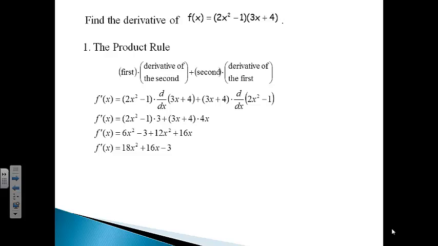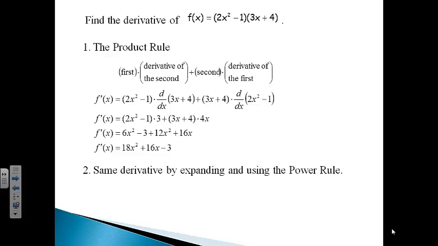Now some of you may be saying, couldn't we just multiply that first and use the power rule? And yes, in this case you could simply FOIL that top term out and then use the power rule. So for example, 2x squared minus 1 times 3x plus 4, if you FOIL that out, you get 6x cubed plus 8x squared minus 3x minus 4, and then you can take the derivative using the power rule.